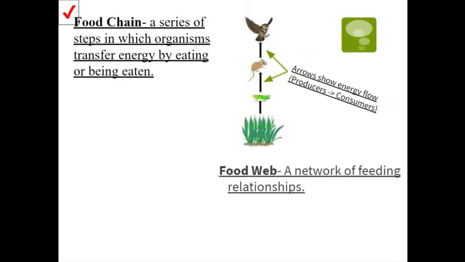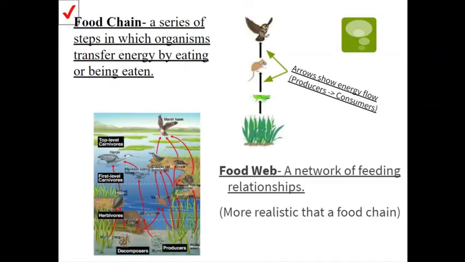Meanwhile, a food web is a network of complex feeding relationships. That's a little bit more realistic than a food chain. So this shows every feeding relationship inside the environment, or the habitat in which these organisms live. As you can see, it's a bit more complex, but it follows the same principles. So it goes from the producers at the bottom all the way up to the top level carnivores like the heron and the marsh hawk.